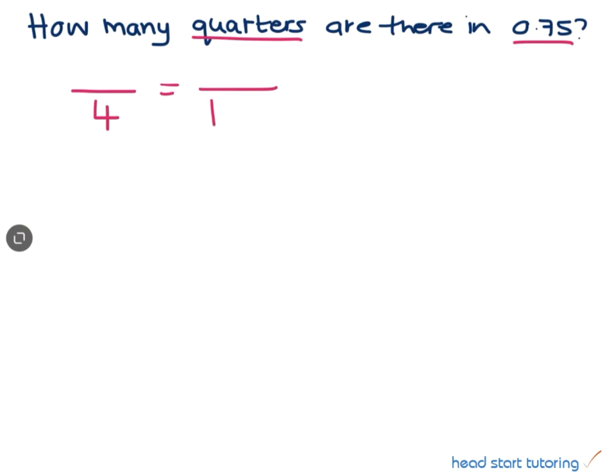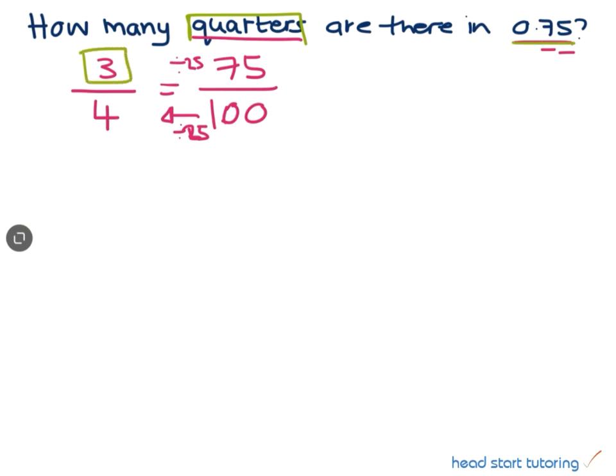So 0.75 as a fraction is over 100 because we've got 2 decimal places, and it's 75 over 100. So what did I do to my 100 to get 4? I divided it by 25. So I have to do the same to my numerator. I have to divide it by 25, and I end up with 3. So how many quarters are there in 0.75? There are 3 quarters in 0.75. So that is your answer, 3 quarters.